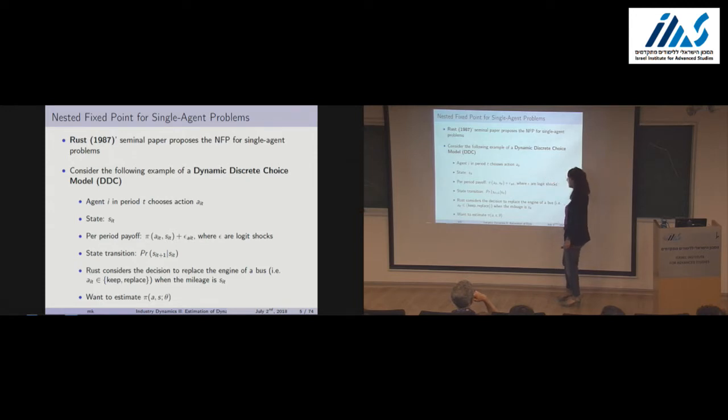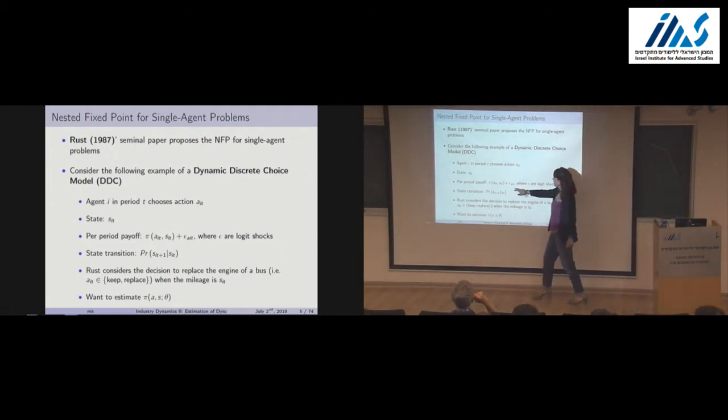So here is a very fast overview of these models. So you have an agent. In each period, he's choosing some action A. You have a state S that the agent is controlling with this action A. In the case of Rust, the agent is Harold Zurcher, who was a mechanic at the Wisconsin Bus Authority, and he was deciding when to replace the engine of each bus.